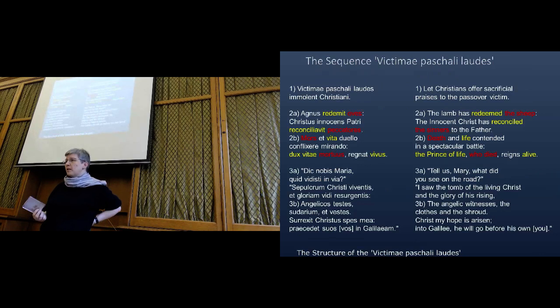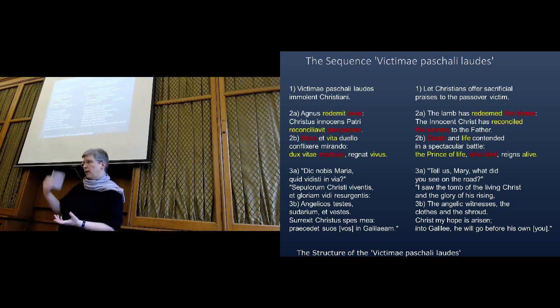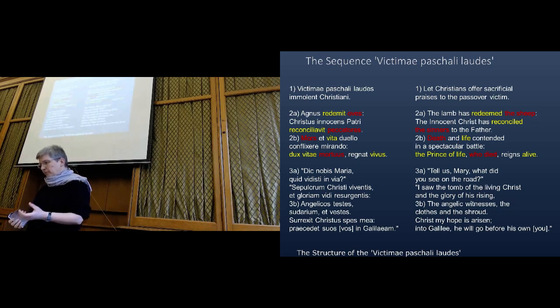So what is this sequence? Sequence is a liturgical musical form, but also a literary form, which starts with a programmatic opening. Verse 1, let us offer praise to the Passover victim, Christ. And then what follows are always Doppelversikel, so a musical line that is repeated, and this is quite often used to showcase oppositions, and the whole sequence is built around this antithesis between death and life, so passion and resurrection. And this is compared with Christ as the Easter Lamb, who is at the same time the sacrifice and the Redeemer.